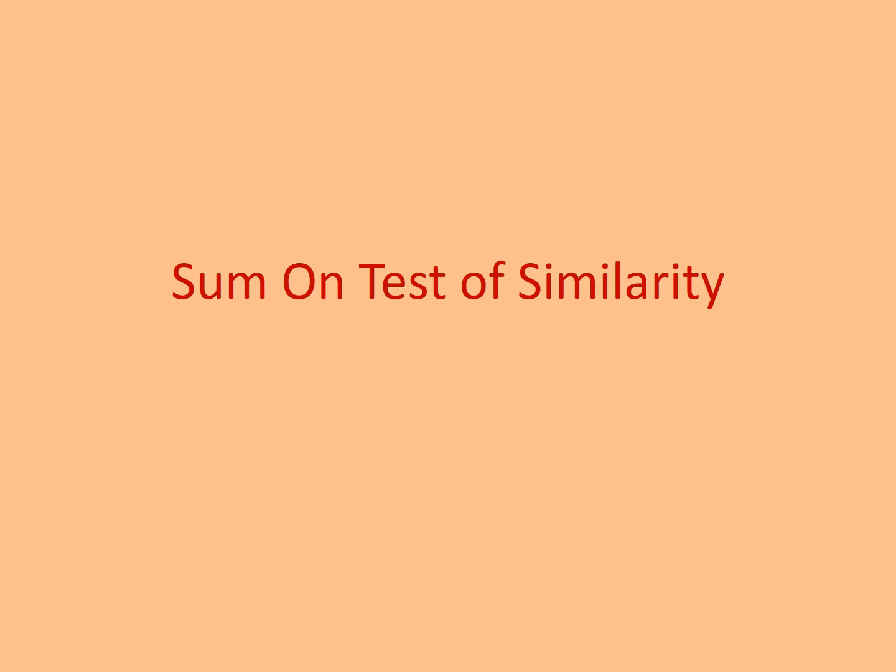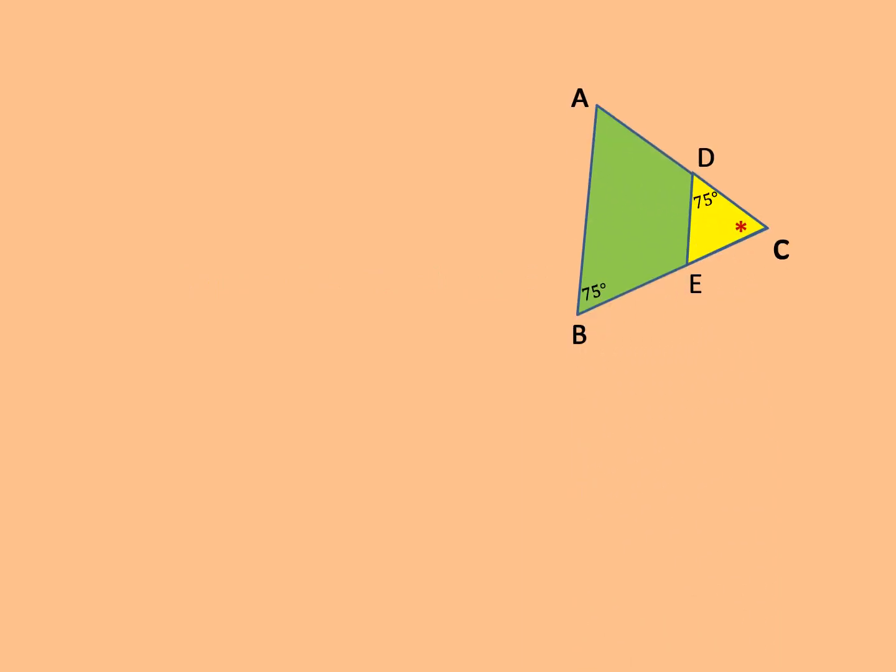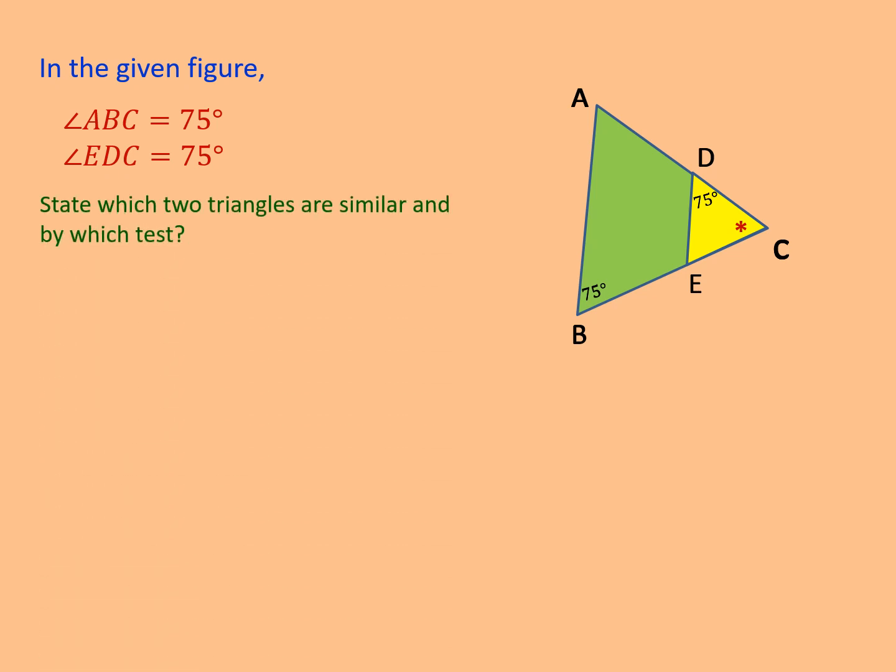Hello everyone. Let us see how we can implement test of similarity on different sums. So the first example is coming now. As you see in the diagram, in the given figure we have angle ABC equals 75 degrees, angle EDC equals 75 degrees. Now I need to state which two triangles are similar and by which test.